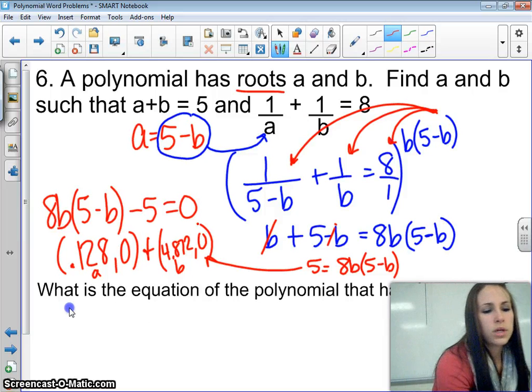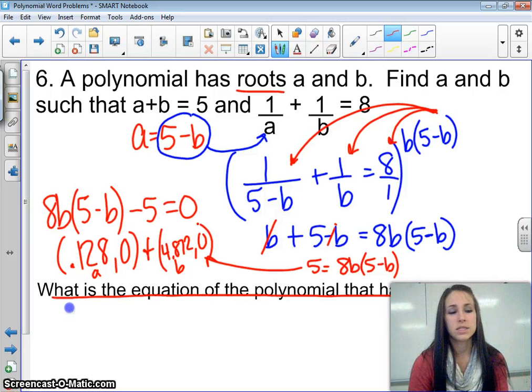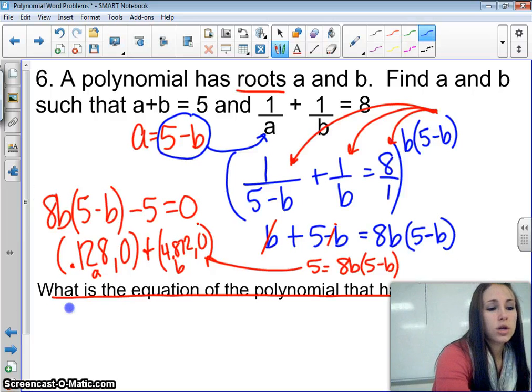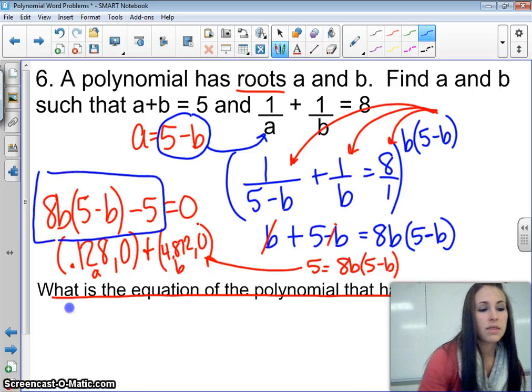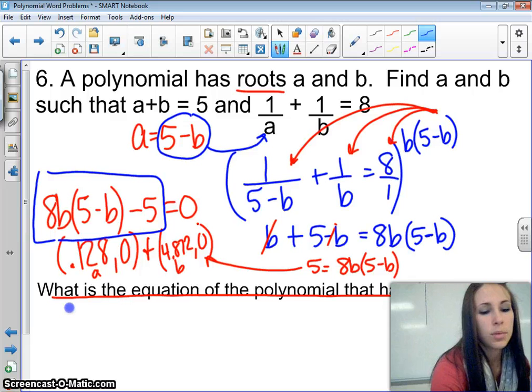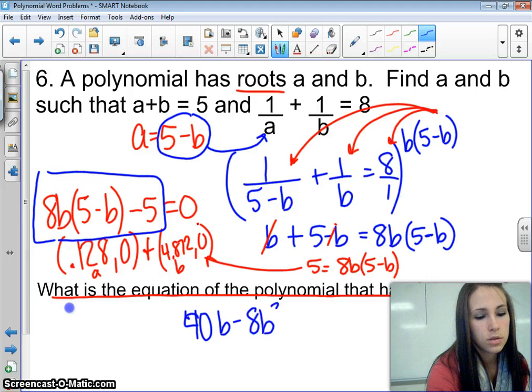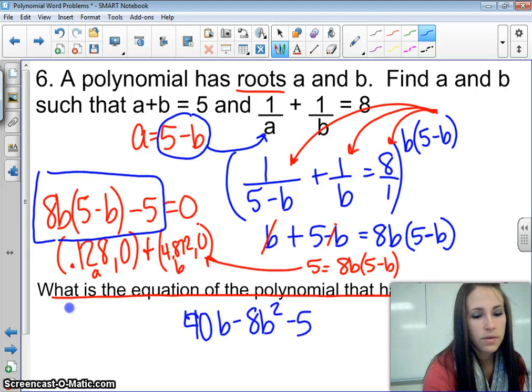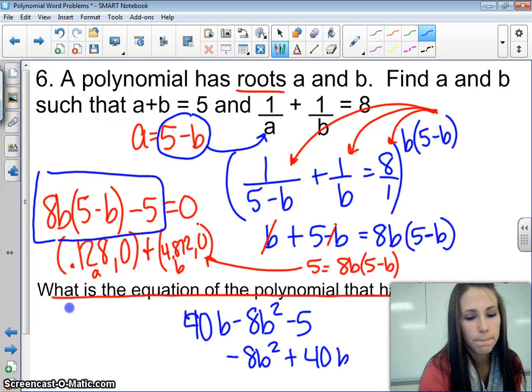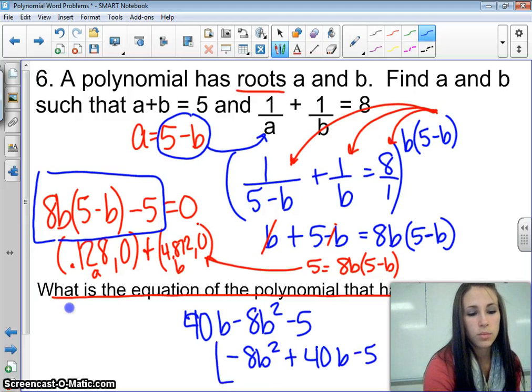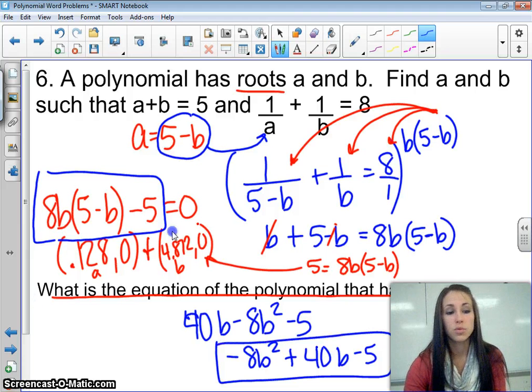So now it's saying, what is the equation of the polynomial that has these roots? Basically, we're going to know what that polynomial is by taking that and just simplifying it. So I'm going to distribute the 8b. So this would be 40b minus 8b squared minus 5. And so then I would just write this in standard form. And so here would be the polynomial that has those zeros.